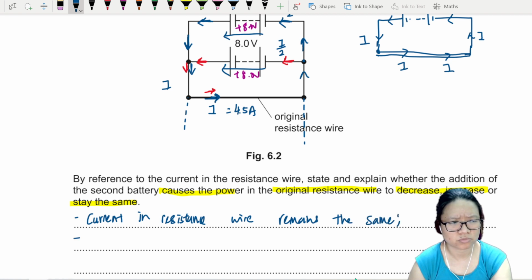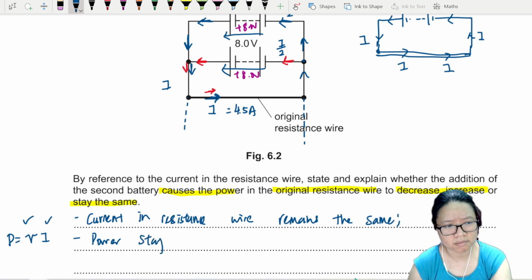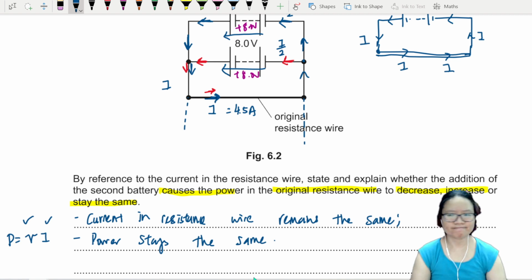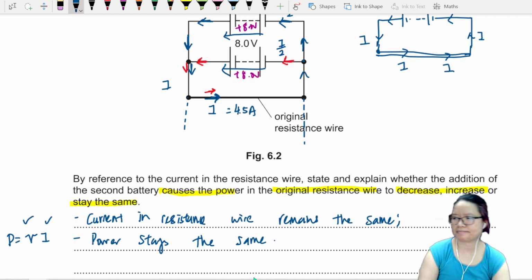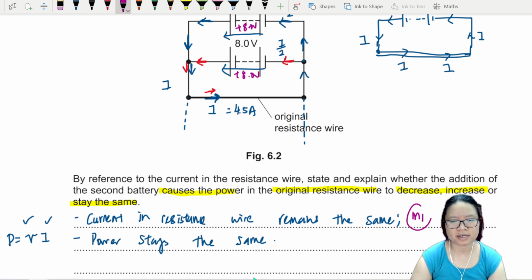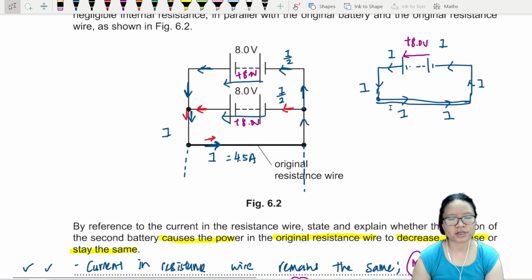So you can use P is equal to VI. V is the same, I is the same. So power stays the same. Power in the wire stays the same. You know the current is the same is M1. You know the power stays the same is A1. Okay, so this is the only difference.